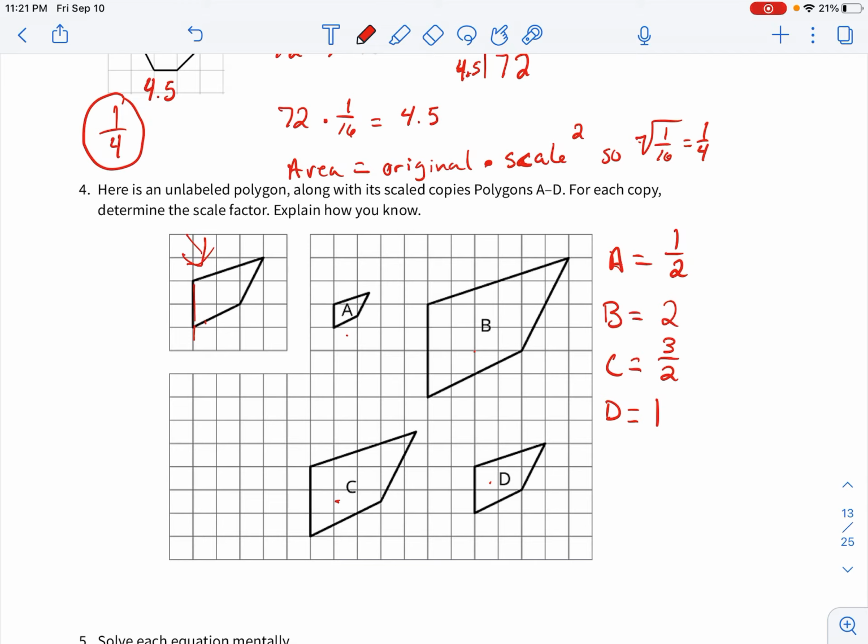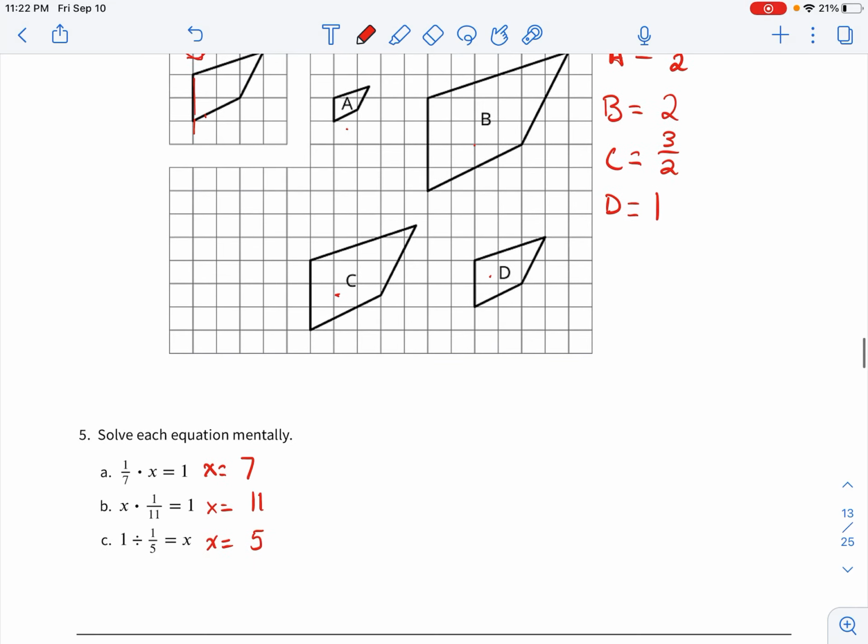On C, you go from 2 to 3. Well, to go from 2 to 3, you have to multiply by 1.5 or 3/2 to get 3 from 2. And so the scale factor is 3 to 2. And on D, you notice you went from 2 to 2, which stayed the same. So then the scale factor had to be 1, because anything times 1 is just itself.